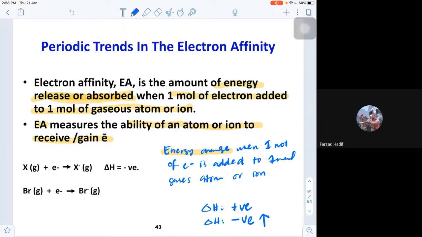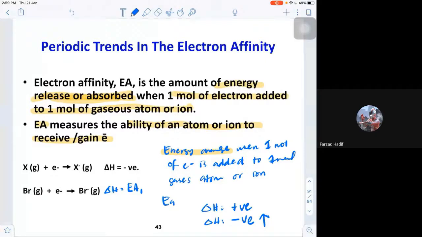The example given here is bromine receiving an electron. The equation for the first electron affinity of bromine is Br gas, the state is compulsory, plus 1 electron, turns to Br minus gas, delta H. This is the first, EA1. It is different from this EA, which is the activation energy.